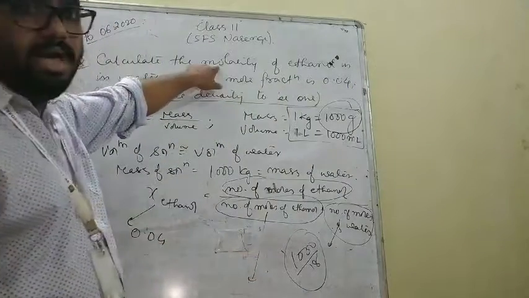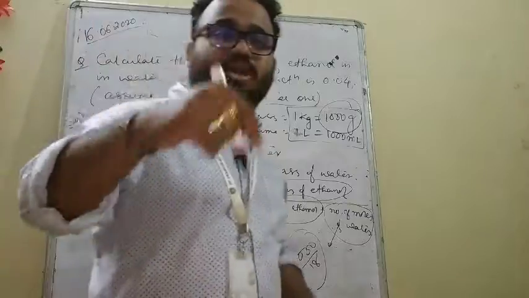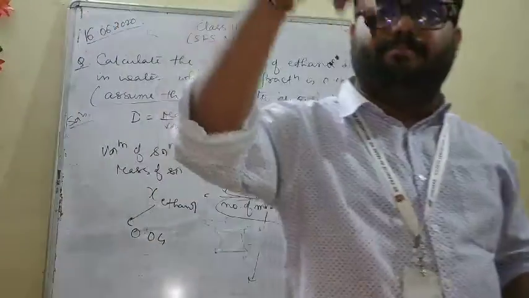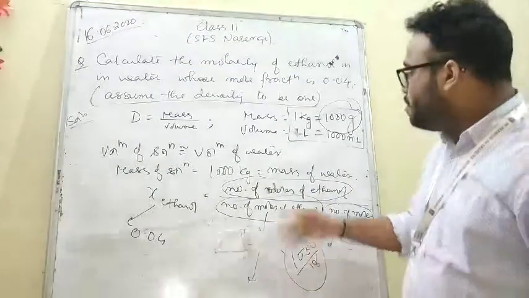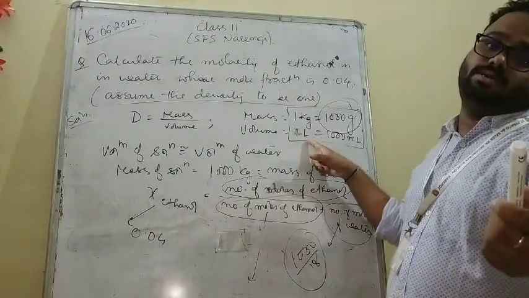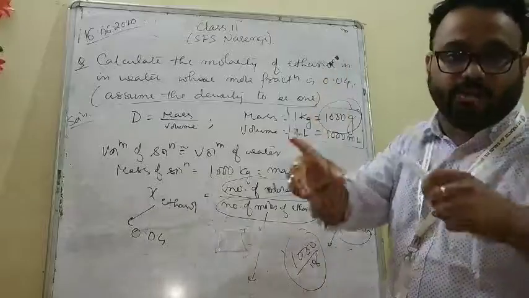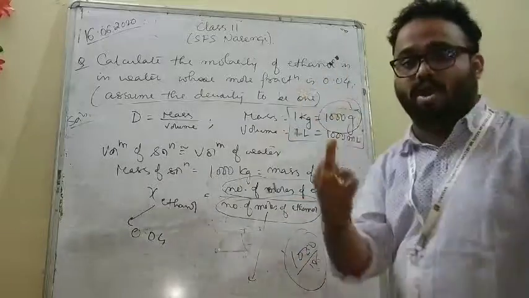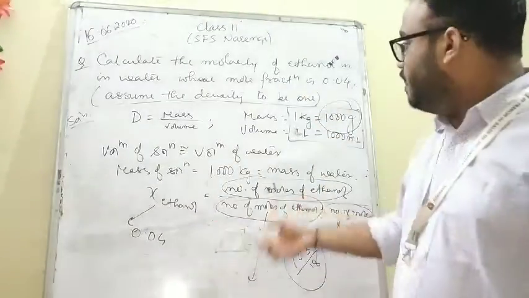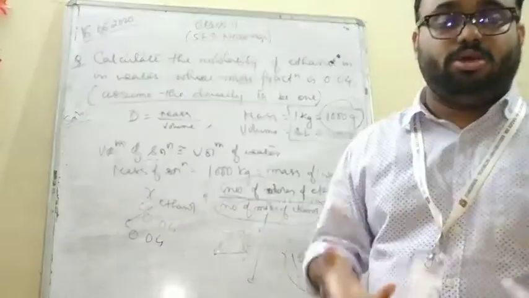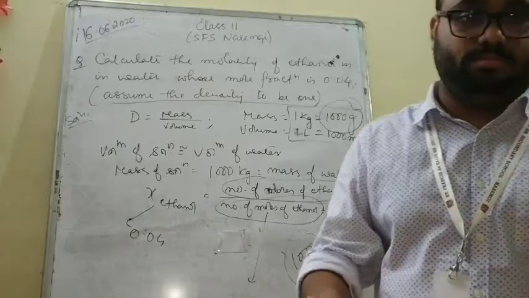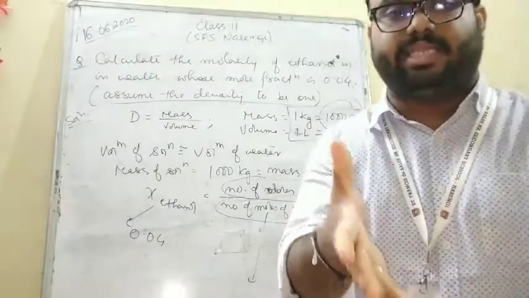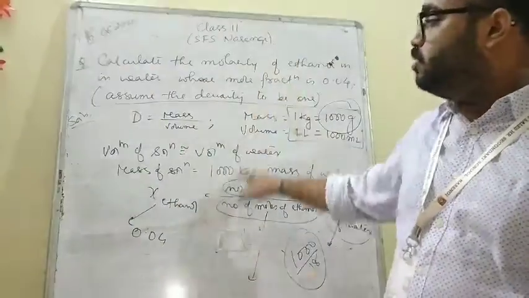After that, molarity. What do you mean by molarity? Number of moles of solute by volume of solution. So the number of moles you can find out from here, and the volume of solution you have taken is 1 liter. So molarity will be this value divided by 1. In these type of questions, you have to assume this and that, and then proceed. So these two sums you practice.